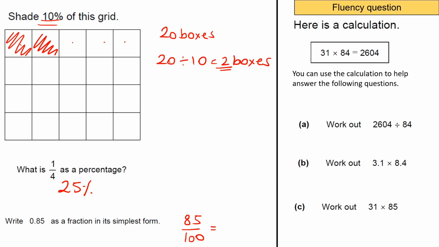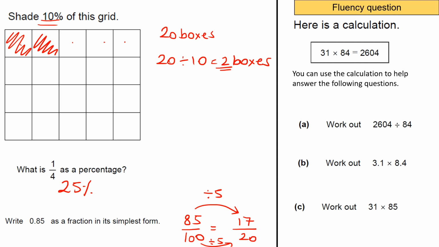So 85 divided by 5 is going to be 17, and 100 divided by 5 is going to be 20, and that's going to be the simplest form. I can't really simplify it any further. So 17 out of 20 is my answer.